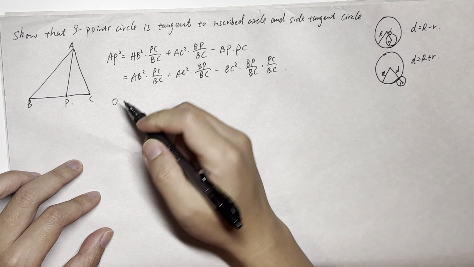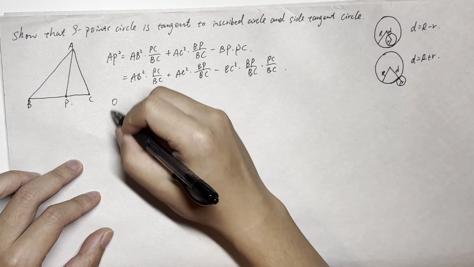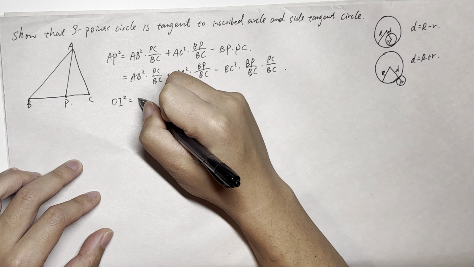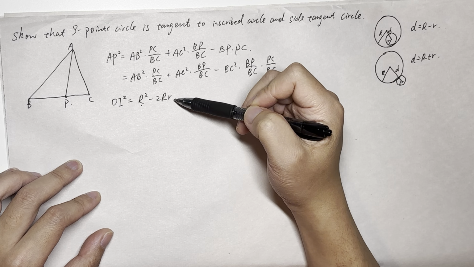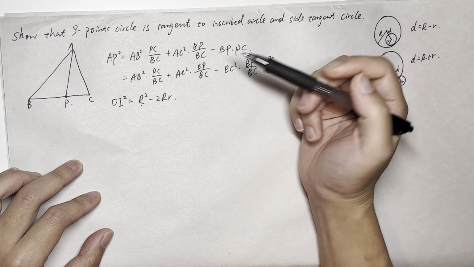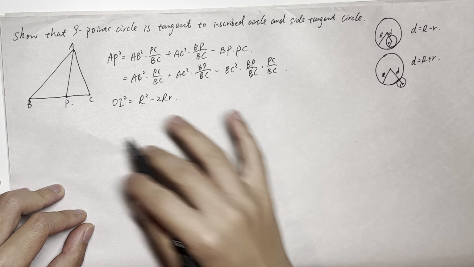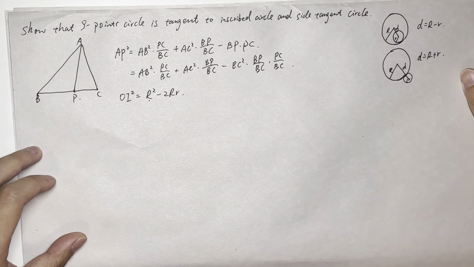And if you recall the problems that we solved before, we actually found the circumcircle center O, the distance from circle center O to the inscribed circle center I, that OI squared equals R squared minus 2Rr, where R is the radius of the circumcircle, and this r represents the radius of the inscribed circle. No worries, let's just prove this again.